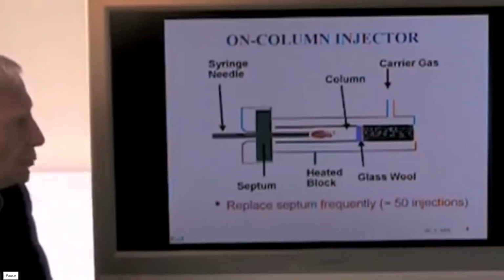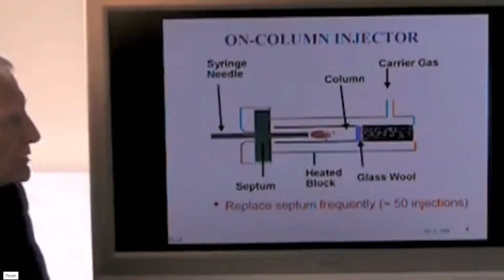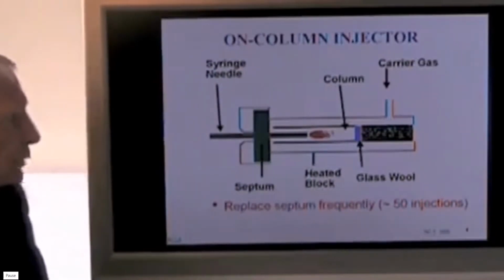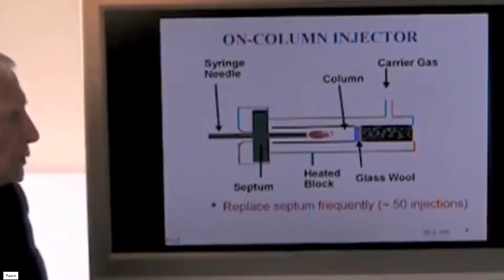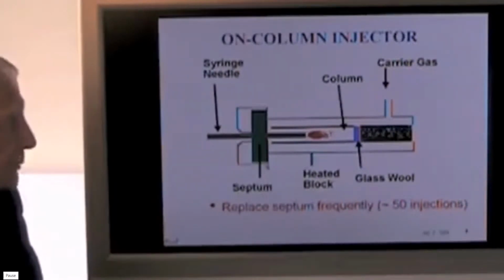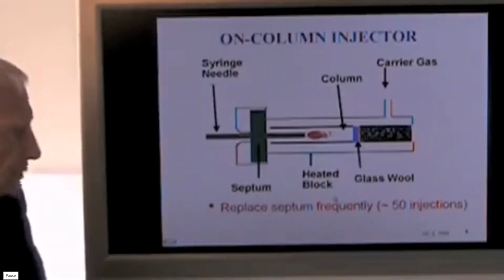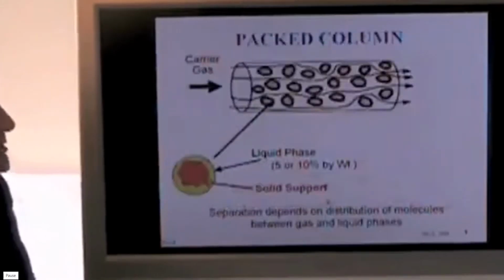this heated injection port. This heated block will vaporize the sample. The carrier gas will carry the sample onto the column where the separation occurs. This septum must be replaced frequently, typically after about 50 injections.